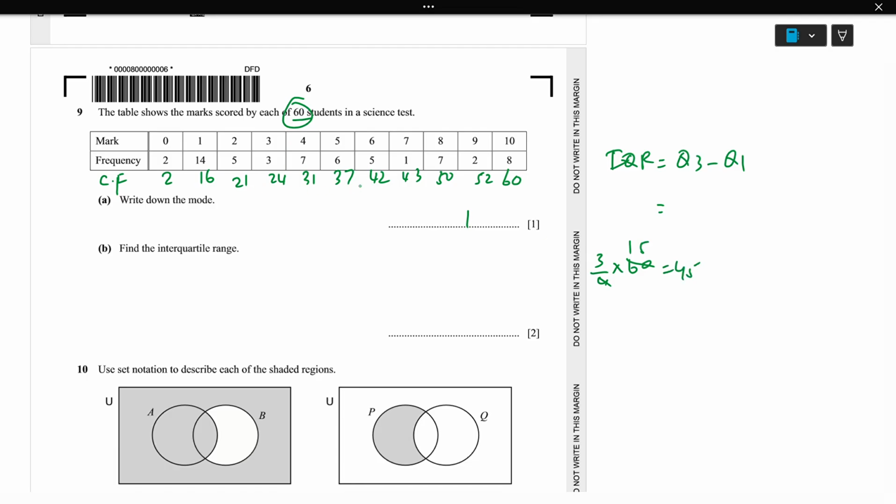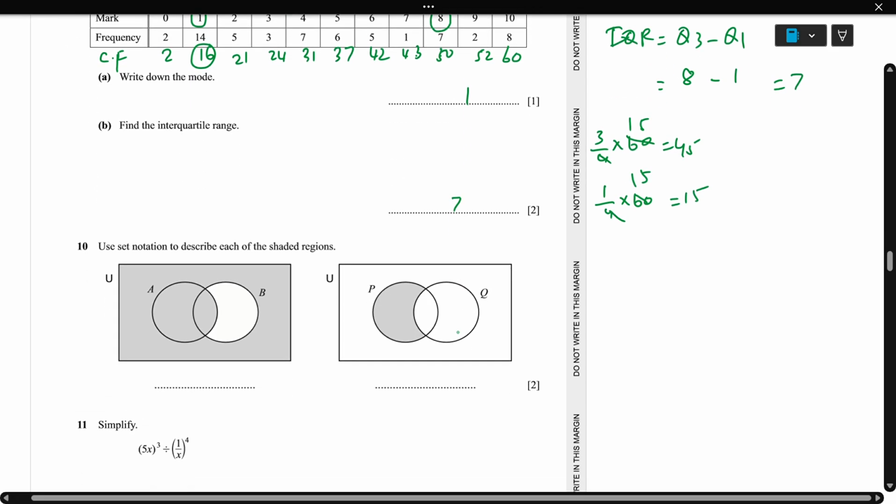So 45 is falling in here. This is 43, this is 45. So 8 is the mark for the third quartile. Then quartile 1, 1/4 of 60, which is 15. So the 15th one falls here, which is the mark 1. So 8 minus 1, the answer is 7. So 7 is the interquartile range.